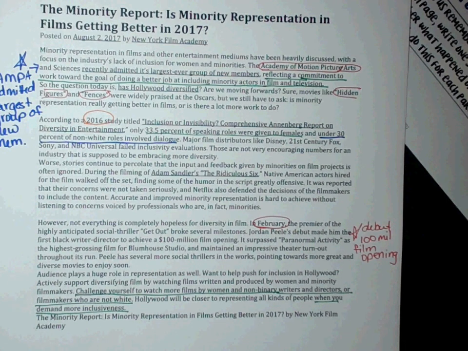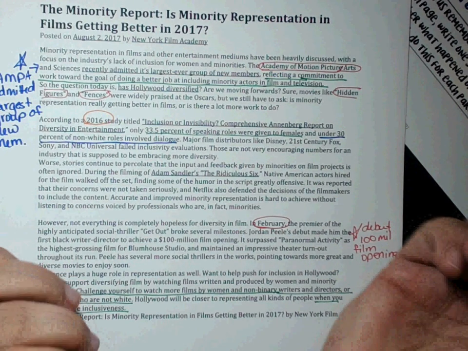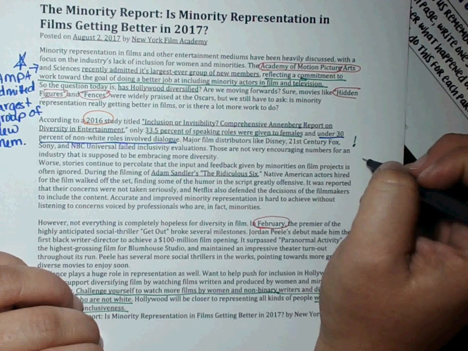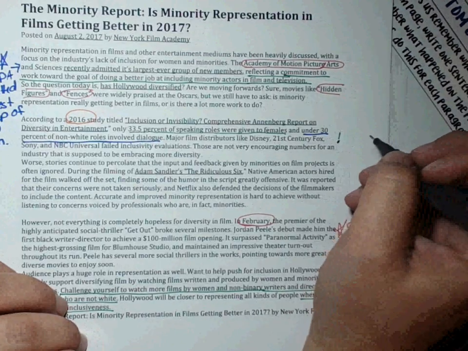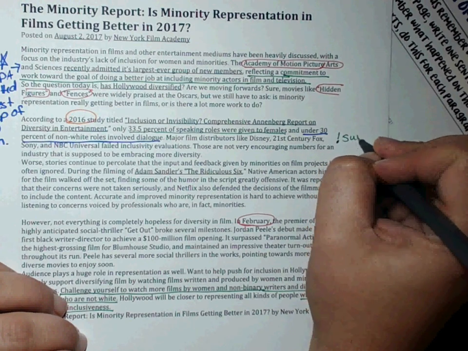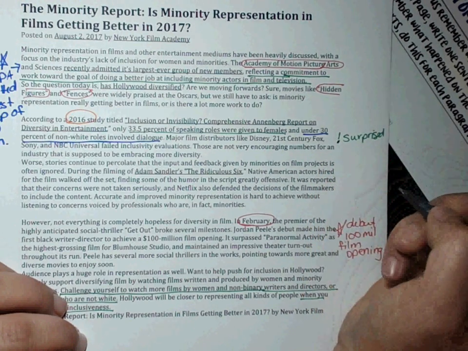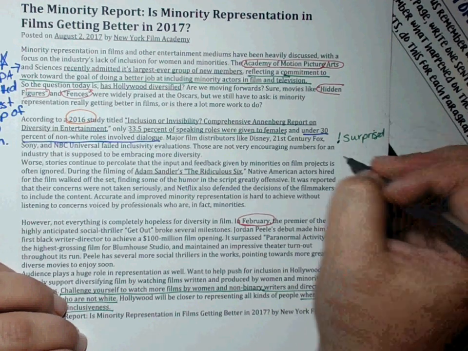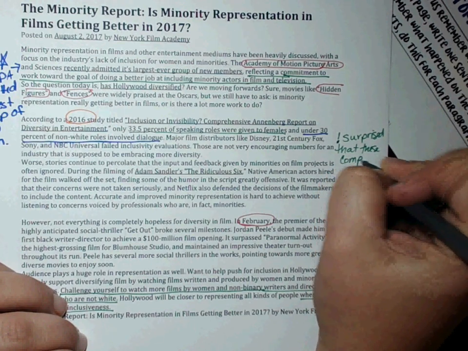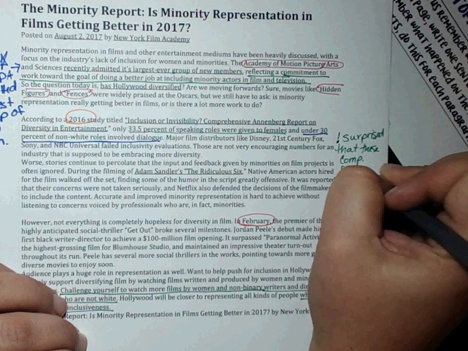Major film distributors like Disney, 21st Century Fox, Sony, and NBC Universal failed inclusivity evaluations. Those are not very encouraging numbers for an industry that is supposed to be embracing more diversity. So I'm going to say I'm kind of surprised that these big companies would fail these inclusivity evaluations, because I think they're big companies that should be more responsible than that. So I'll just make a little note that I'm surprised. And these are my notes, so I can abbreviate them as long as I understand what I mean.